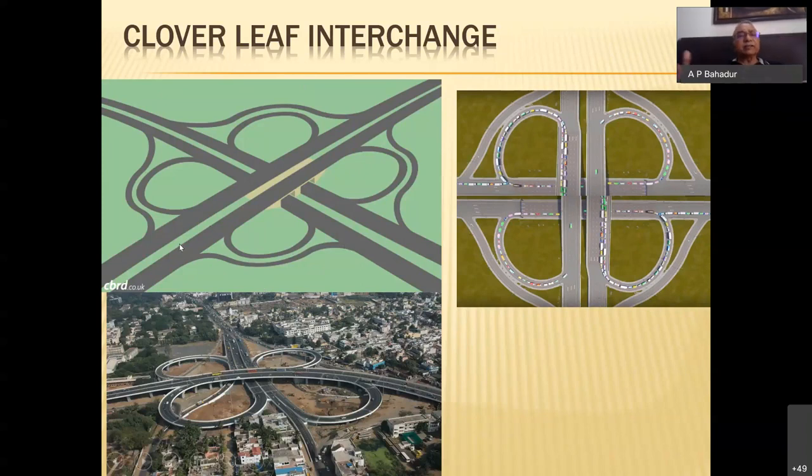If it's the US, then you can very well imagine the other way around. The vehicle will be in this direction of travel, on this carriageway, and then you can see the right, left turning. So this is a full cloverleaf. There could be a partial cloverleaf.